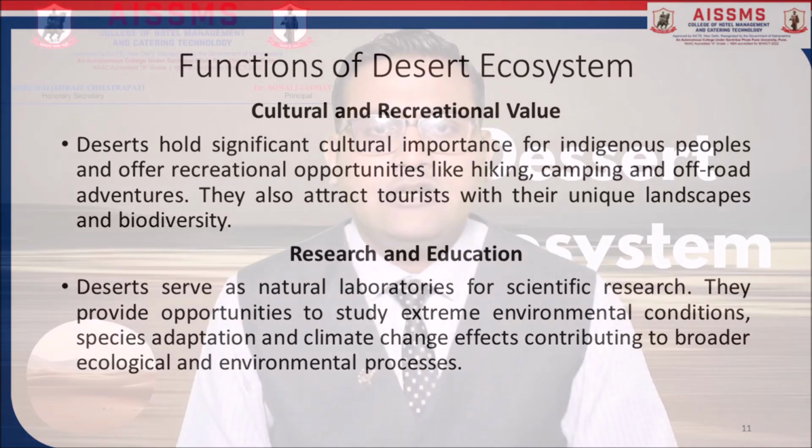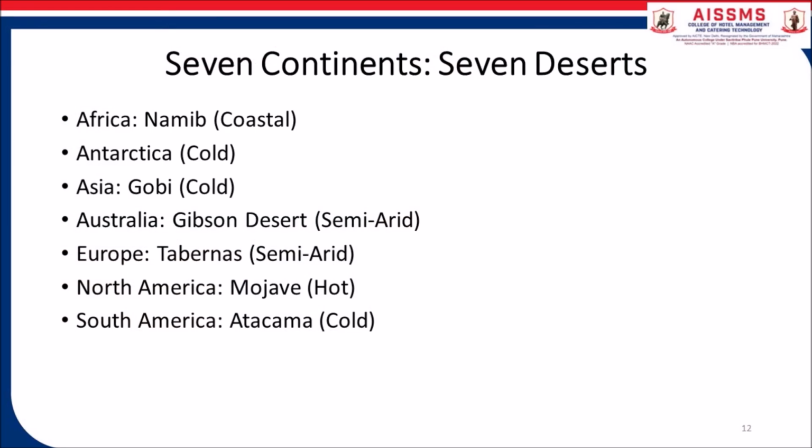Now let us understand the very popular topic known as 7 continents and 7 deserts. As we all know, there are a total of 7 continents in the entire world, out of which we have categorized the most popular 7 deserts according to the continent. First one, Africa: Namib Desert, which has a coastal climate. Antarctica, as the name suggests, cold climate. Asia, the Gobi Desert, which is again a cold desert.